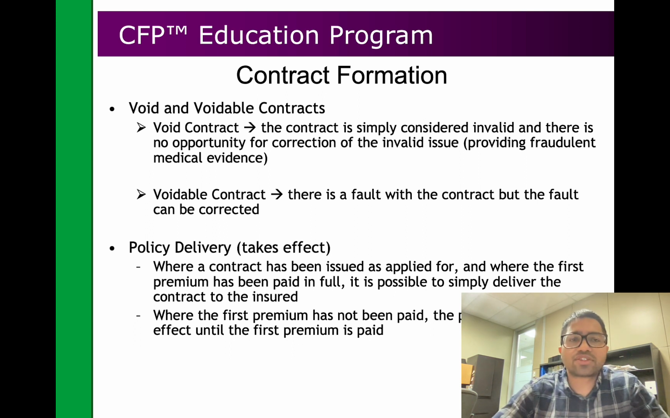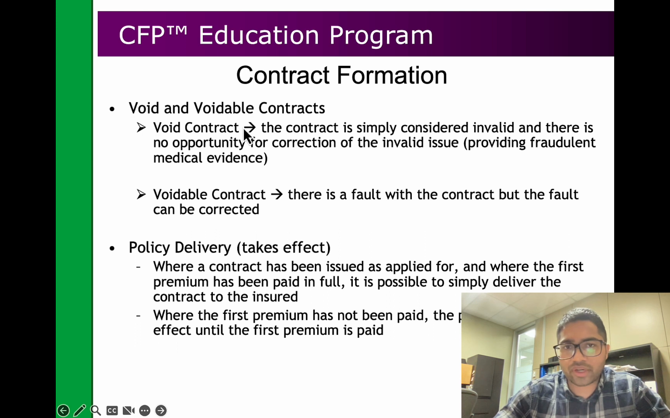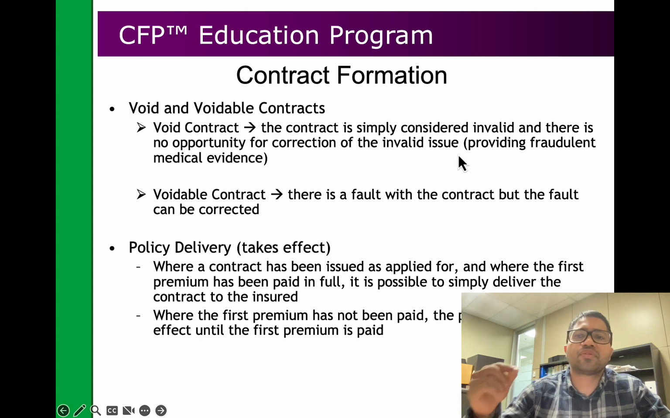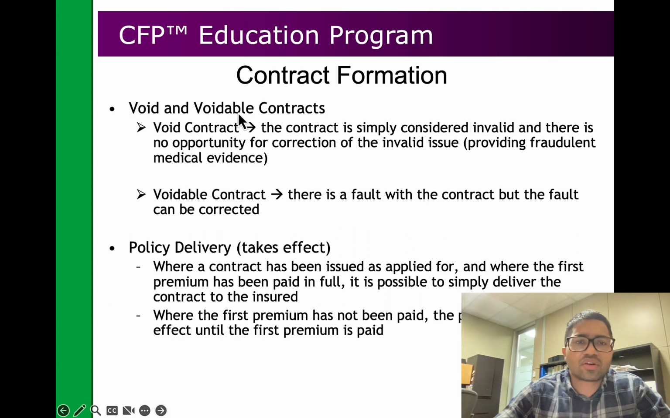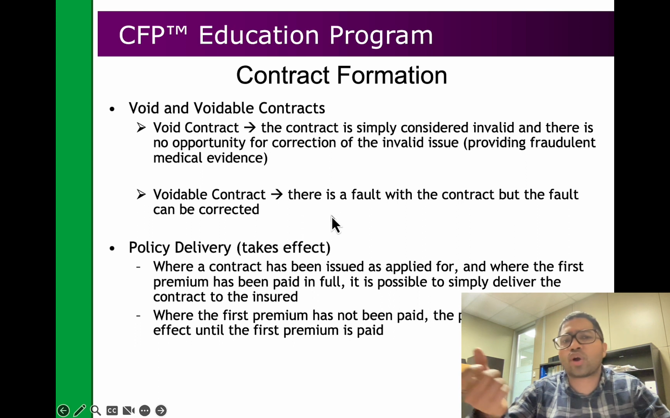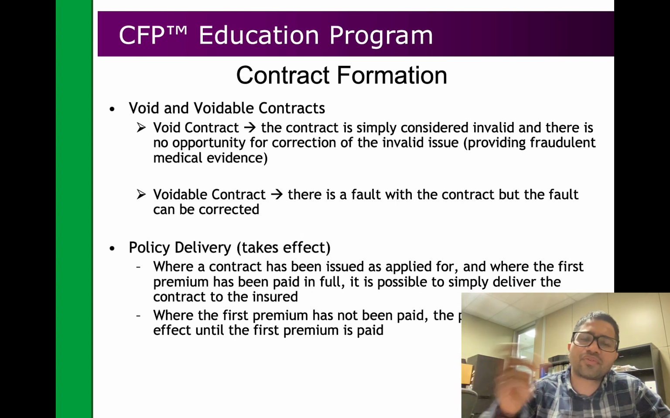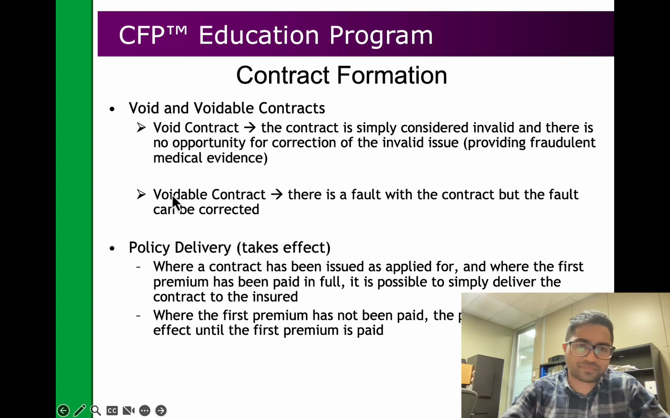Now, the next topic is, when you form an insurance contract, it can be a void or voidable contract. So let's understand that. What is a void contract? The contract is simply considered invalid and there is no opportunity for correction of an individual issue. Example, if you provide fraudulent medical evidence, the insurance company simply states that the contract is void. You cannot correct it. Then there is a voidable contract. There is a fault in the contract, but the fault can be corrected. For example, if you misstate age, it is a voidable contract. So there is a fault, but that fault can be corrected by the insurance company.